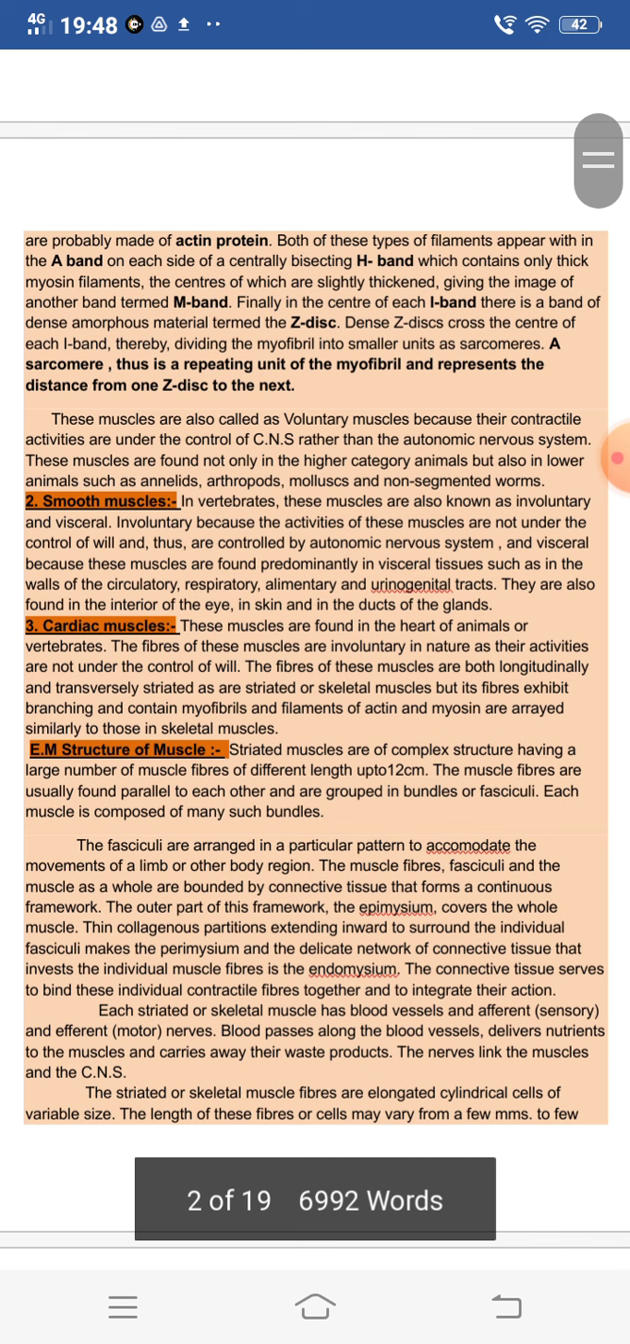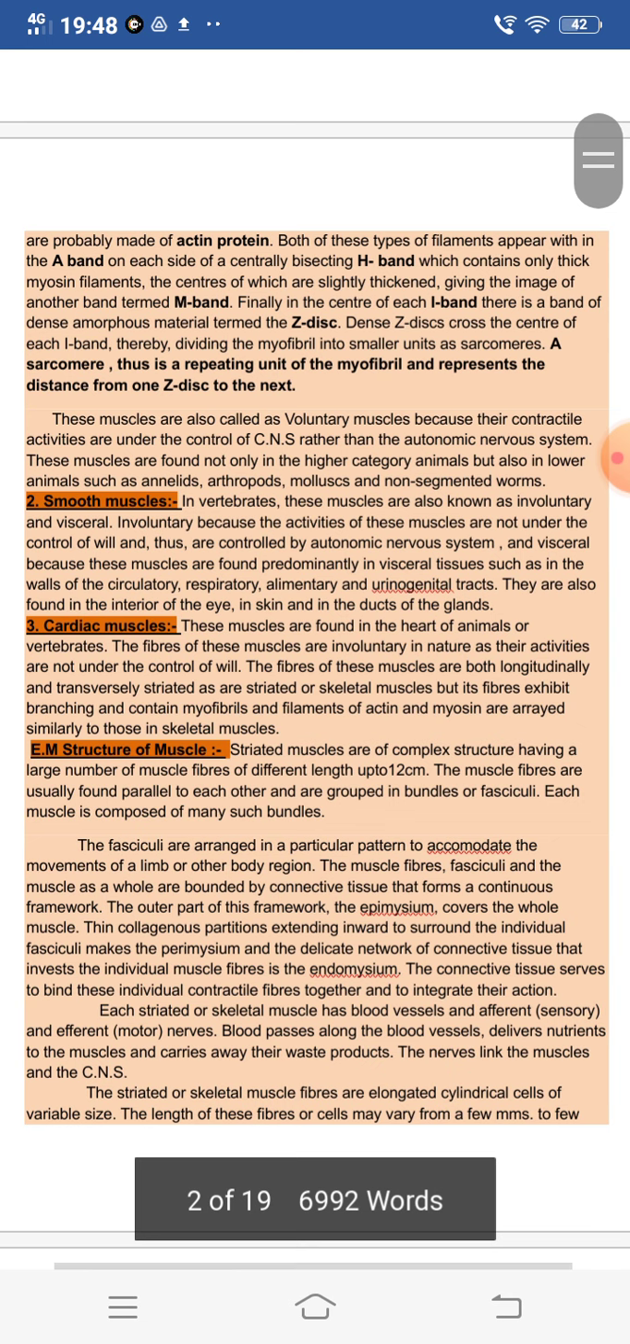They are also found in the interior of the eye, in the skin, and in the sensory organs. That is, these smooth muscles are found in the interior of the eye, in the skin, and in the ducts of the glands.